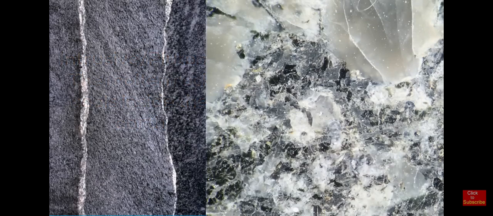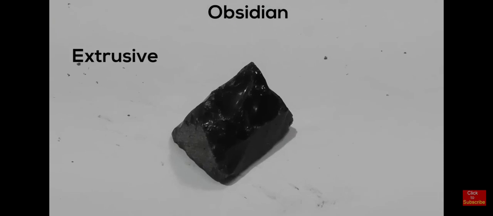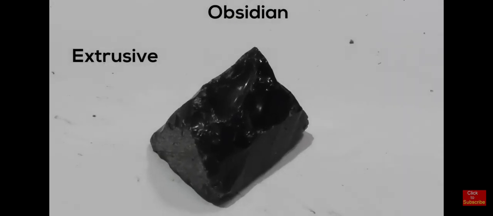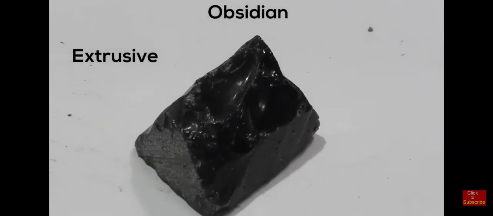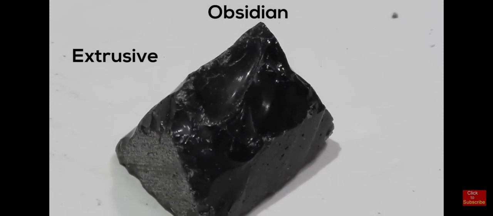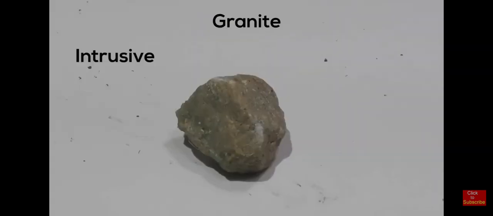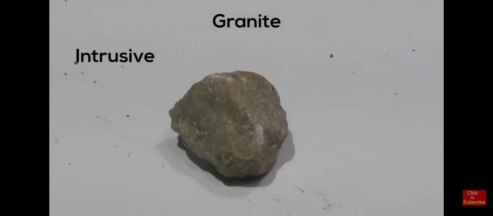So up first, let's take a look at obsidian. Obsidian is an igneous, extrusive, or volcanic rock. It's made up of quartz, alkali, and feldspar. It looks a little bit like glass, and it has a hardness between 6 and 7. So there's obsidian.